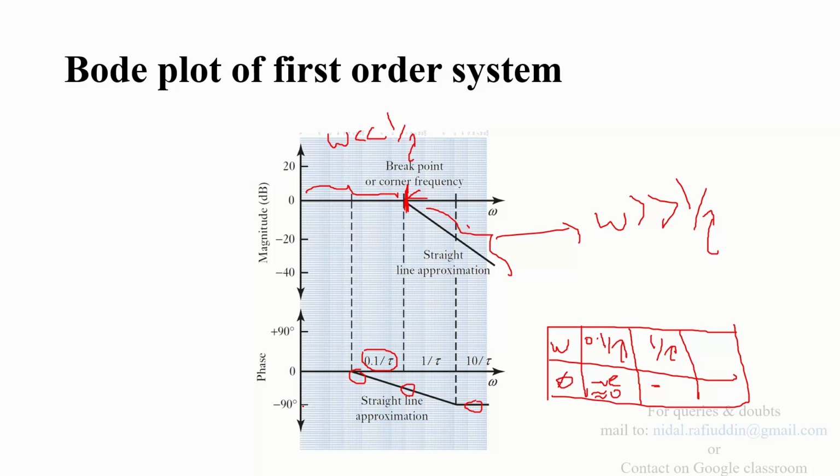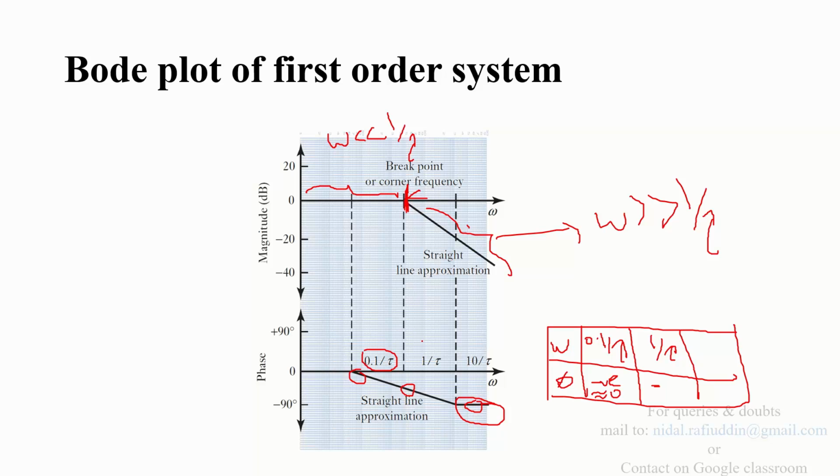So for all values of omega, sorry, not tau, for all values of omega much greater than 1 upon tau, we're going to have an angle close to minus 90 degrees. And for omega infinity, that will be exactly equal to minus 90 degrees. So this is how the plot for phase looks for a first order system.